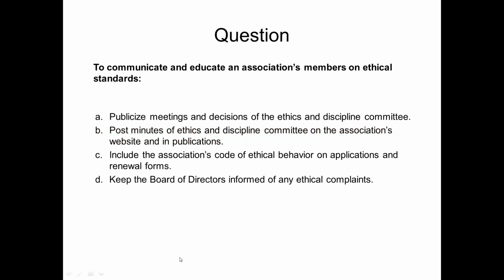To communicate and educate association members on ethical standards, which of those choices would be necessary? How do we communicate this to our members? Let's see, answer A, physical safety. Any others? I have trouble with this one too. So the answer is C.